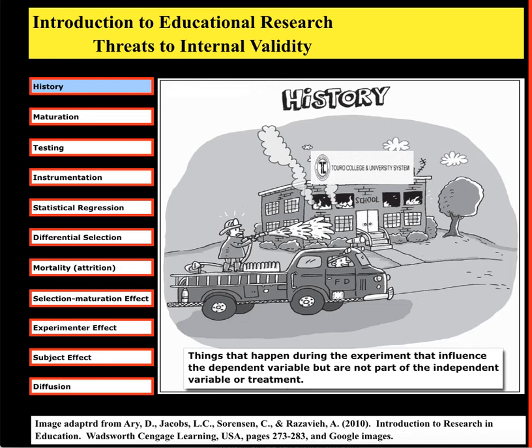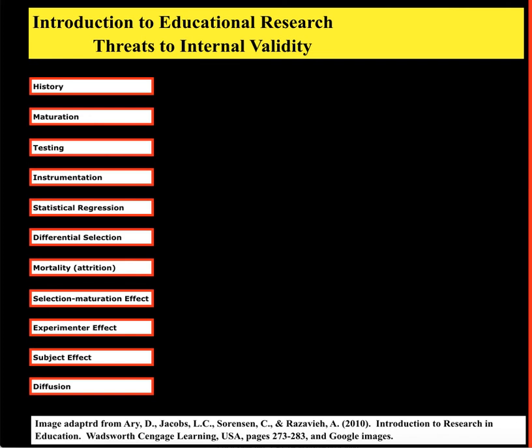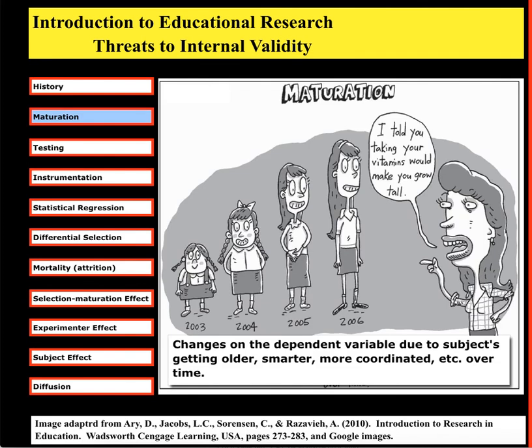Events that are not part of the independent variable that take place. The flu, how about COVID virus? How about that? That's quite a historical threat to internal validity of any studies that have been going on in the last year. All right, the next one we'll look at is called maturation.